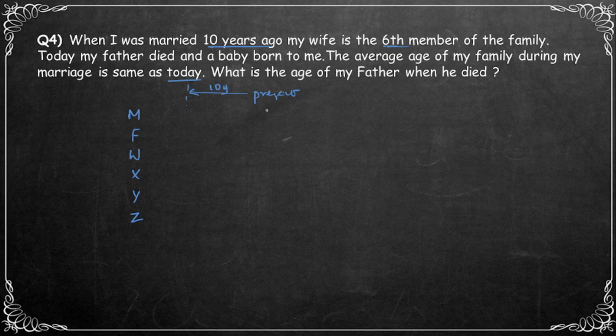In the present, the ages will be M plus 10. F plus 10, father's age. Wife's age will be W plus 10. And other fellows' ages will be plus 10 as well. Now he says my father died and a baby born to me. So that means he is replaced by a baby, right?